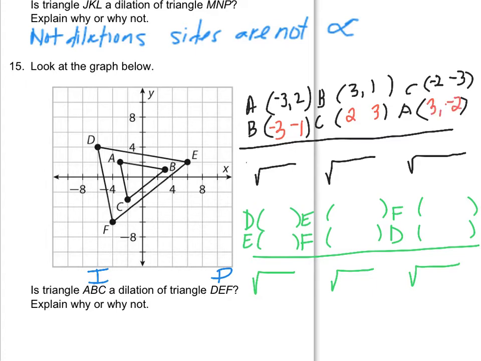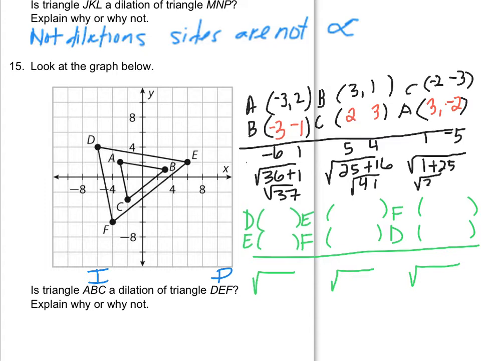Now I can add. So I'm going to get -6 and 1, 5 and 4, 1 and -5, and then I'm going to put in their squares. So 36 plus 1, square root of 37. Then 25 plus 4, excuse me, that shouldn't be 4. 25 plus 16 will be the square root of 41. And then 1 plus 25, which is the square root of 26.